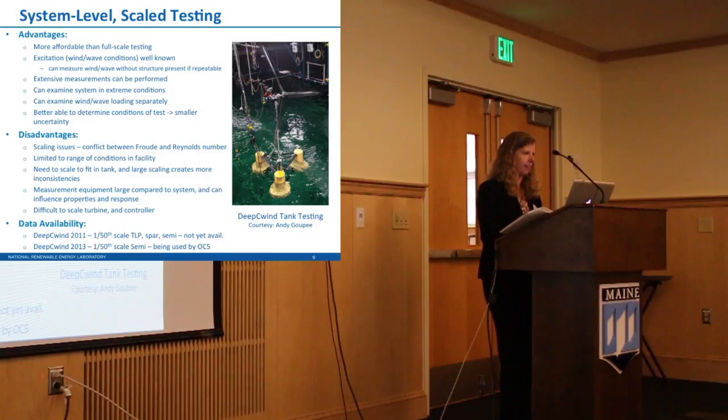So then we want to look at the full system. We don't just need to look at components, we also want to look at the full system. You can do that in a scaled setting in a tank, where you have a really controlled environment, or you can look at a full-scale system out in the open ocean. Some of the advantages of scale testing are, one, it's more affordable than building a full-scale system. You can prescribe the conditions yourself, and you know what they are very well. You can also do a lot of measurements to assess what's happening on the system and in the environment.